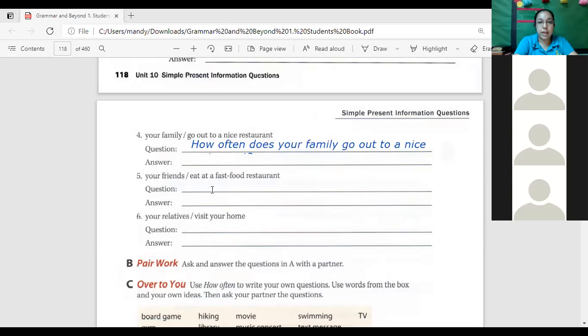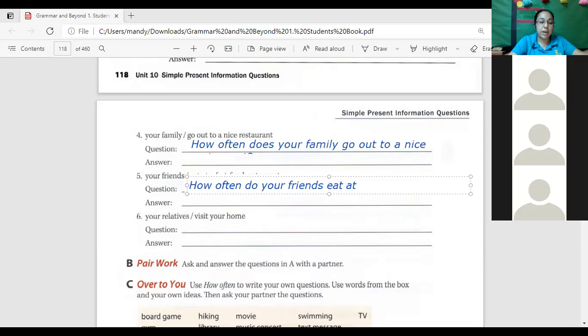your friends eat at a fast food restaurant. What is the question in that case? Okay, how often? Do, exactly, because this one is in plural. Okay, do your friends, how often do your friends eat at a fast food restaurant? So you answer in that case.